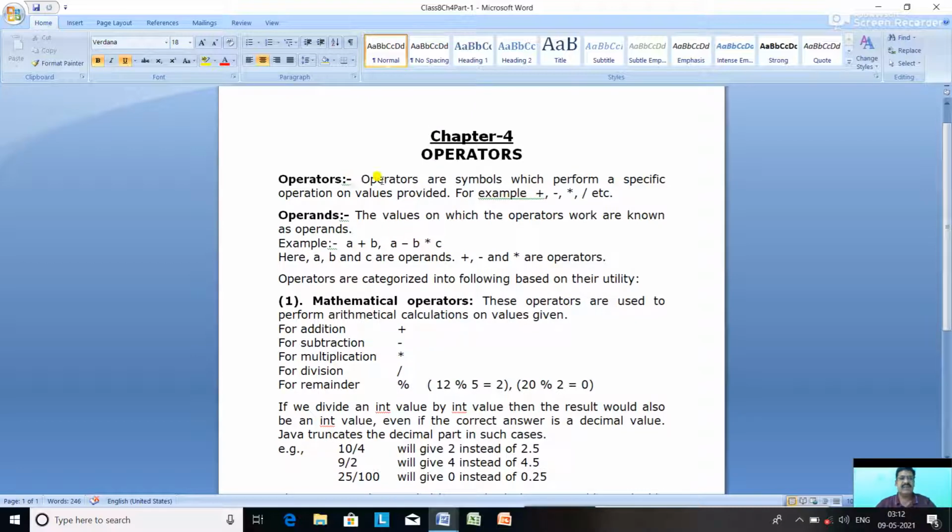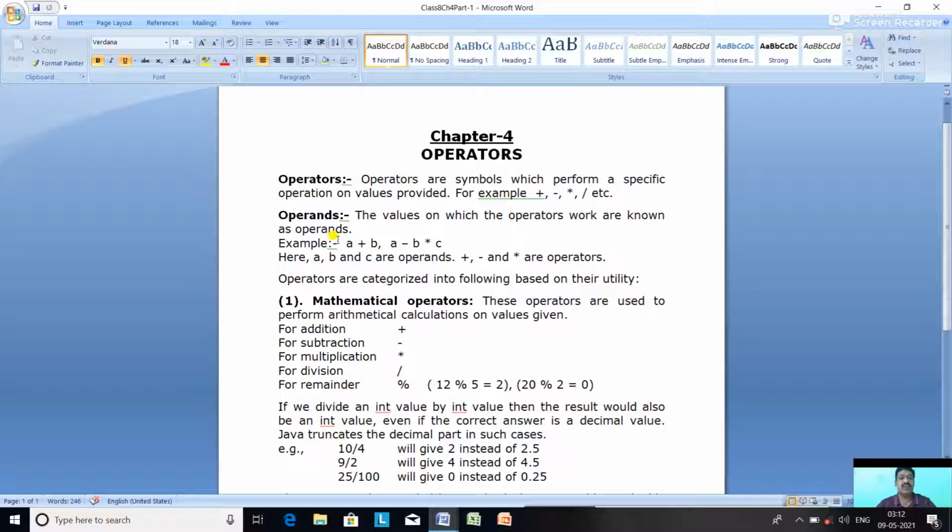What we discussed: operators are symbols which perform a specific operation on values provided, like plus sign, minus sign, asterisk, slash. These are the mathematical operators. These are the symbols which perform a specific operation on values provided. Then we discussed operands. The values on which the operators work are known as operands.